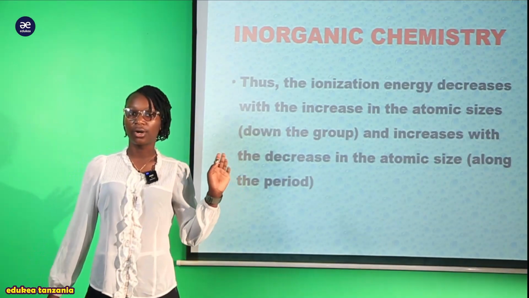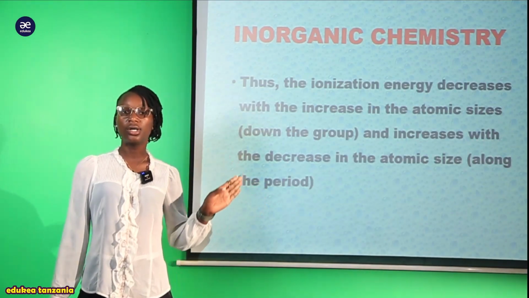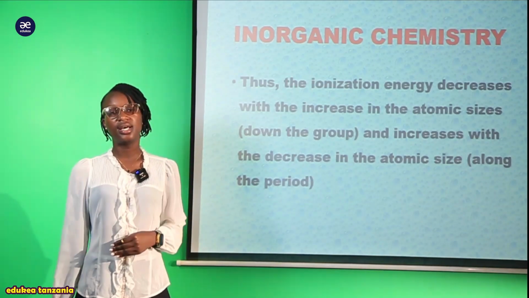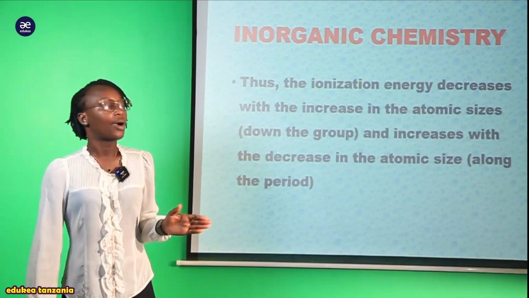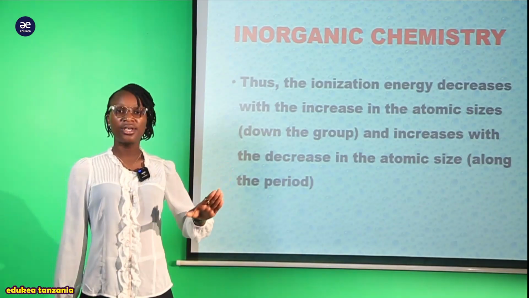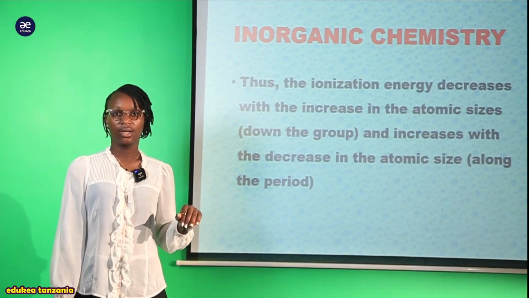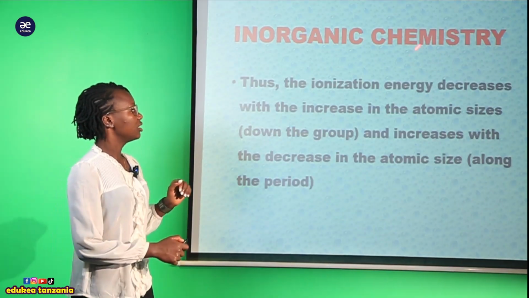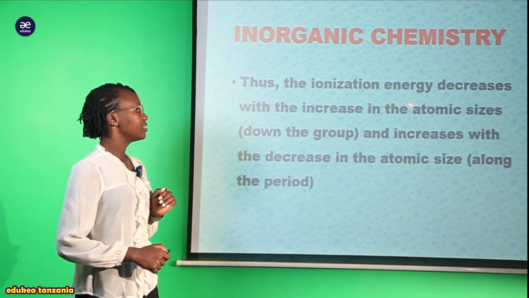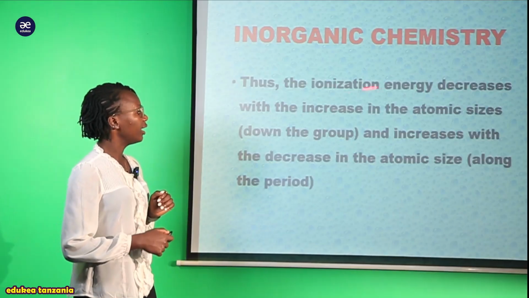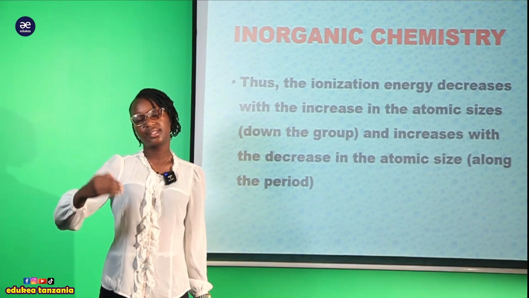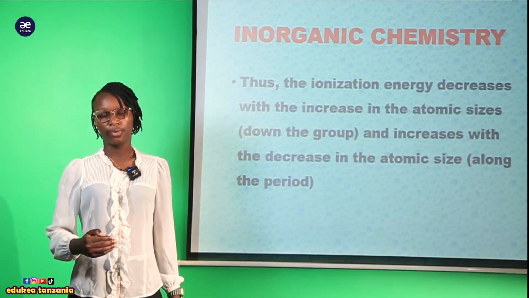Sasa kulingana na hiyo scenario, kulingana na hiyo concept, we can measure now the trend of the ionization energy in the periodic table. How? Kulingana na hiyo requirement of the lower energy, sasa tunakuja kuconclude kusema kwamba thus the ionization energy decrease with the increase in atomic size, ambayo hii is always down the group, kwamba the atomic size tend to increase down the group.